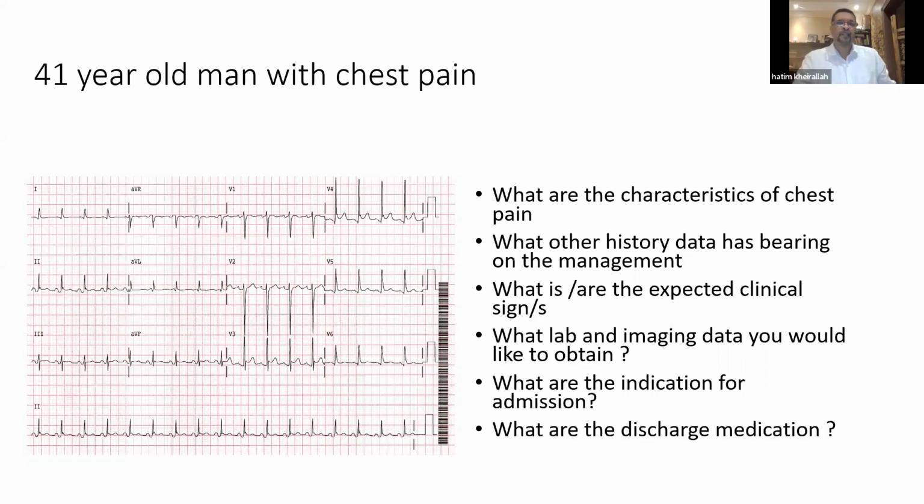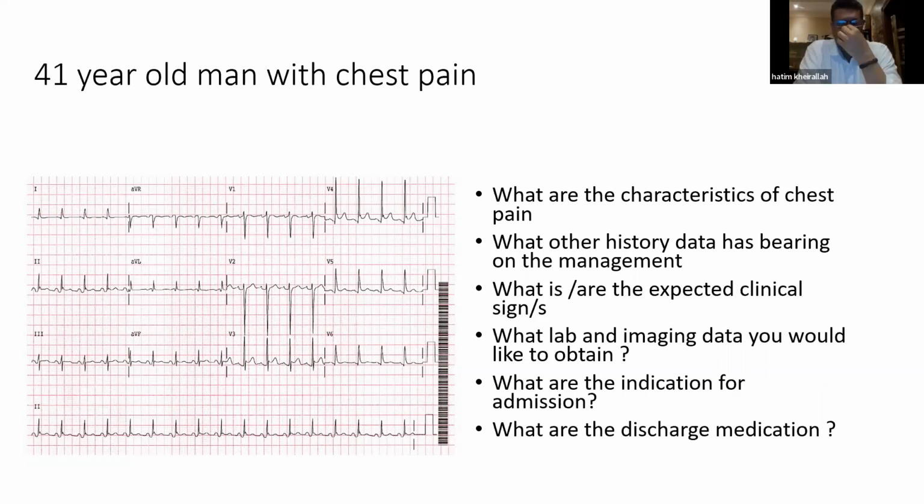So what are the characteristic features of chest pain in this patient? His chest pain is going to be positional, related to respiration, improves on leaning forwards and worsens on lying flat, right? Okay, and it is stabbing and sharp. You might elicit a pericardial rub.